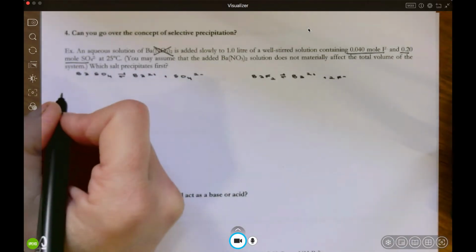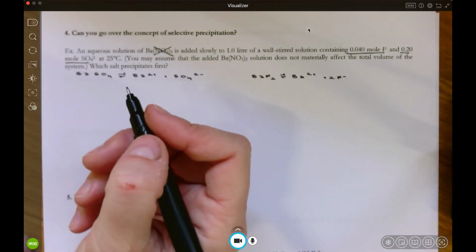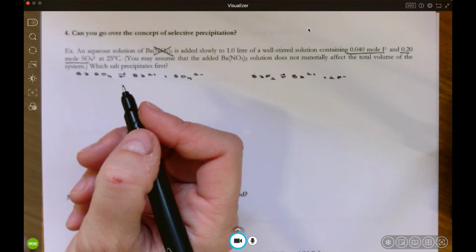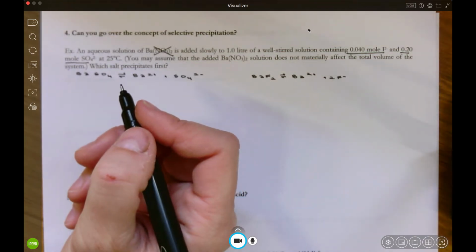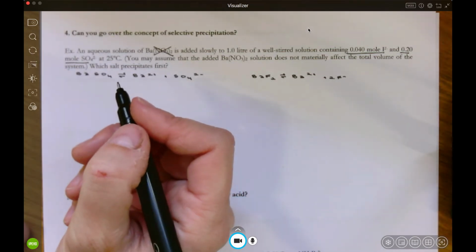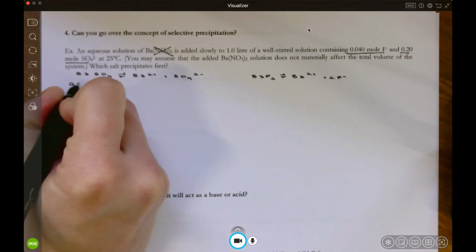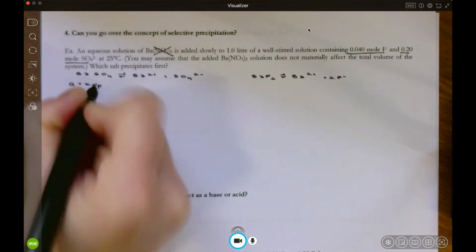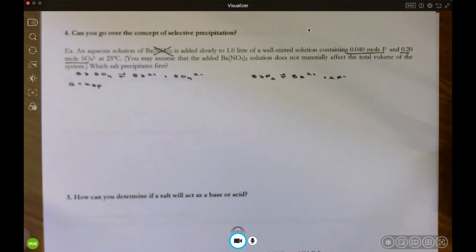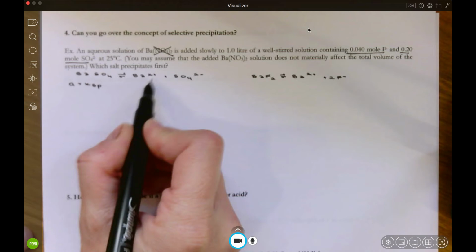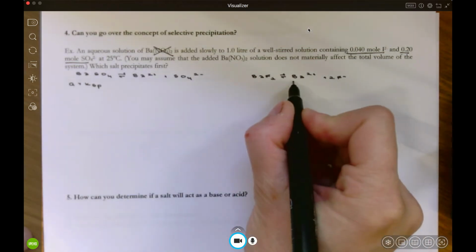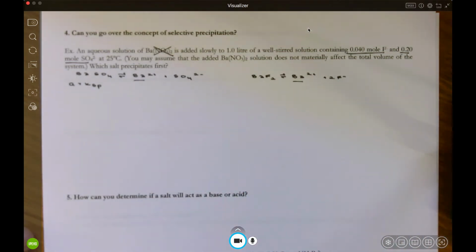Okay. And then I know that when my Q equals my K, I am in equilibrium. So if I want a precipitate to form, I actually want my Q to be greater than my KSP. So basically what I'm going to do for this problem is solve it to figure out what concentration of barium would be required for each of these to reach a value where Q equals my KSP. Any amount above that and a precipitate will form. Well, how do I do that?